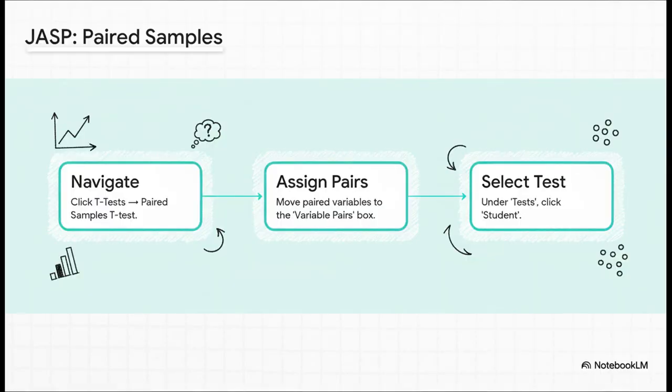Heading back into JASP, the process is just as clean. You'll click on t-tests, then paired samples t-test.